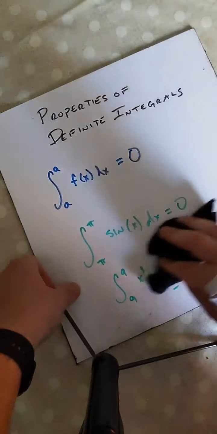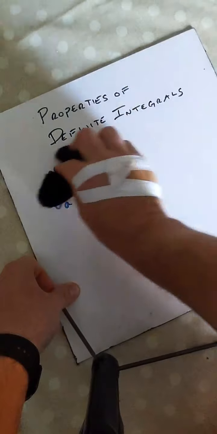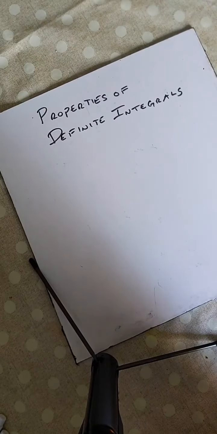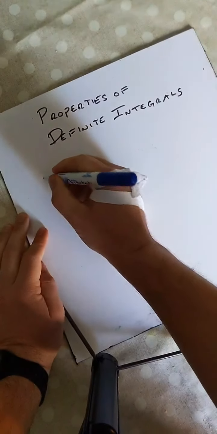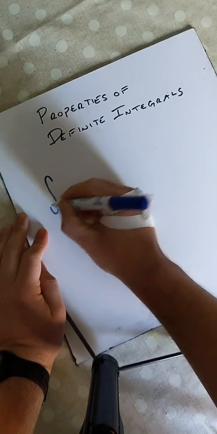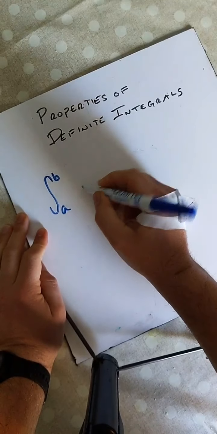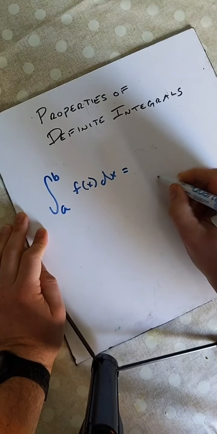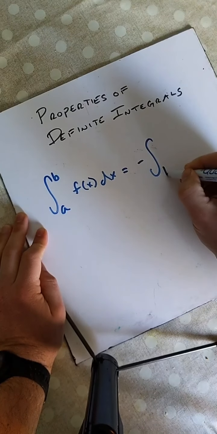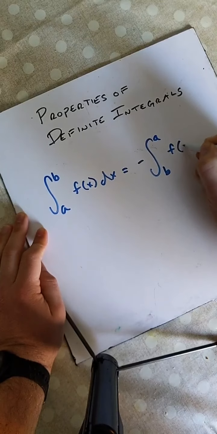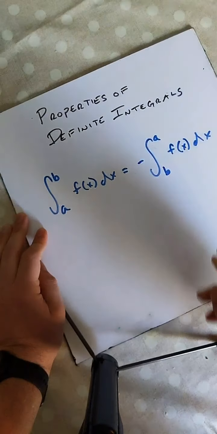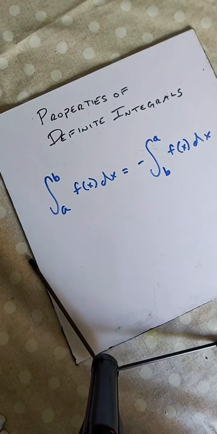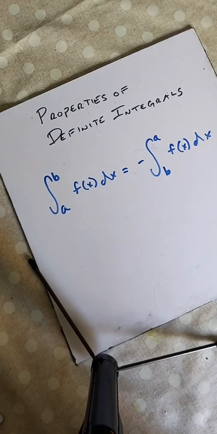Alright, next property that we're going to learn: the integral from a to b of f of x dx is the same thing as the negative integral from b to a of f of x dx. I think this rule is a little more complicated than writing down an example, so I'm going to just make up an example.